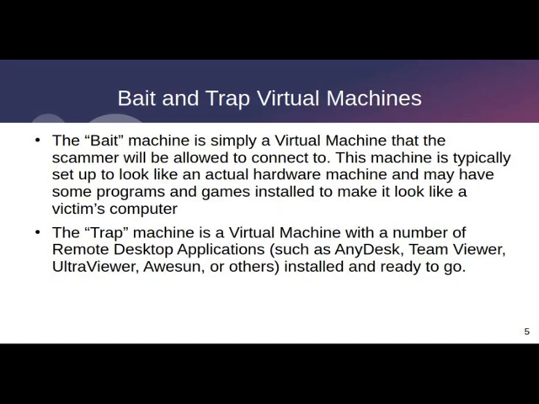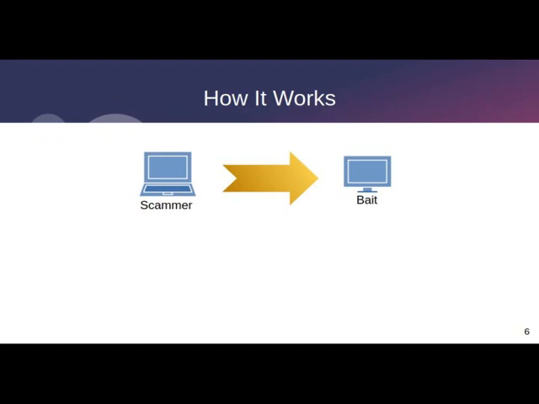The bait machine in this scenario is a Windows virtual machine that has been made to look like a victim's computer. This machine is otherwise a throwaway machine, and typically restored from a backup image prior to each bait attempt. The trap machine is a virtual machine with a number of remote access programs installed, usually under a fake account name like Terms of Service or TeamViewer Support, with the goal of fooling the scammer into accepting a connection request.